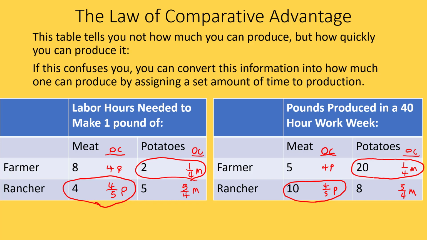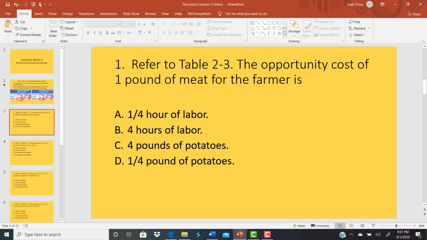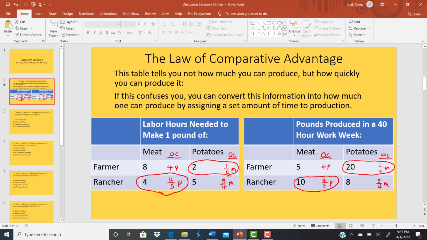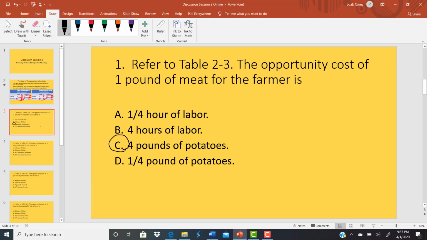These are the types of questions I might ask you based off of these kinds of charts. So the first question might be referring to this table. What is the opportunity cost of 1 pound of meat for the farmer? I'm going to exit the full screen so we can easily go back. It's asking the opportunity cost of 1 pound of meat for the farmer. We already calculated that. For the farmer, if they're producing meat, then they're giving up 4 pounds of potatoes. So 4 pounds of potatoes is the answer you're looking for there.